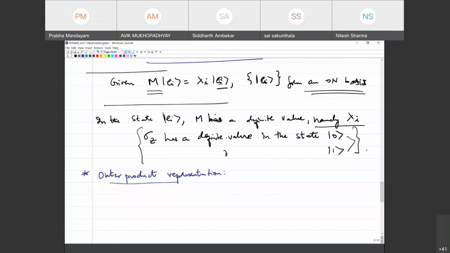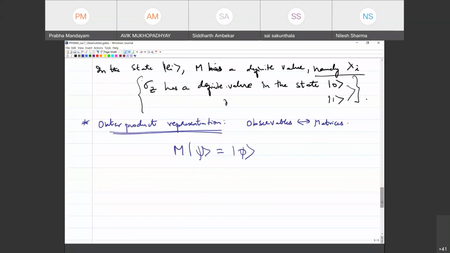So we have denoted observables as operators. In particular, I have associated matrices with them, right? Now, observables more abstractly are what? They are objects that act on states and transform them to something else, right? This is what generally an operator on a vector space is supposed to do. This is an operator, and these are states or vectors, right?